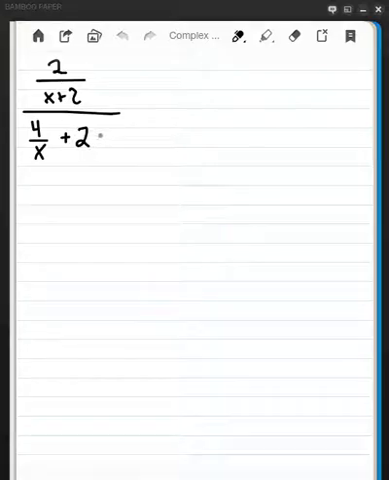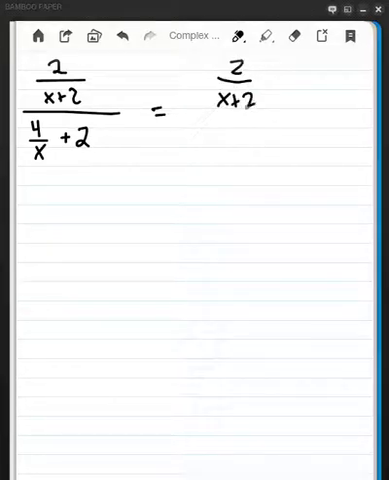Alright, now let's take a look at another method, which is to combine your numerators into one fraction and your denominators into another fraction. Notice my numerator already is one fraction, so we can just leave that as 2 over x plus 2. In the denominator, we have a sum which we could combine into one fraction if we created a common denominator.